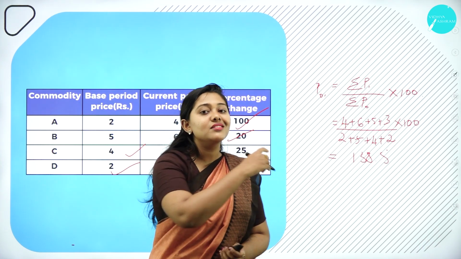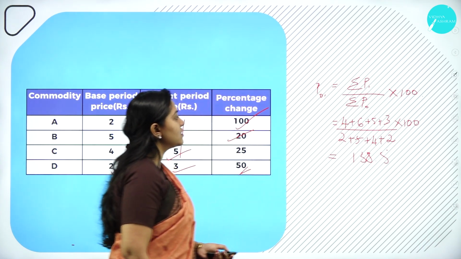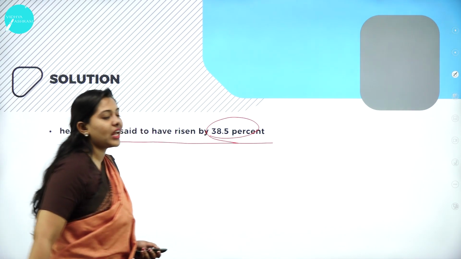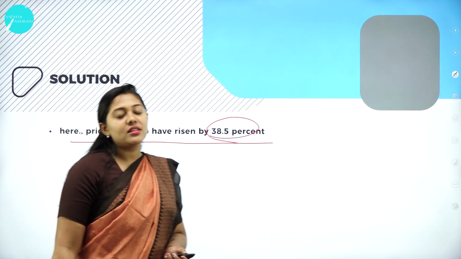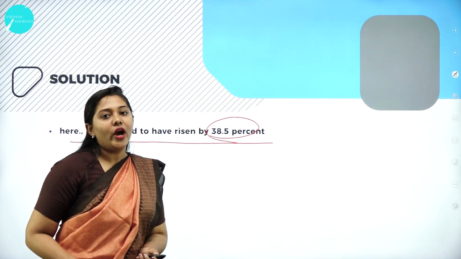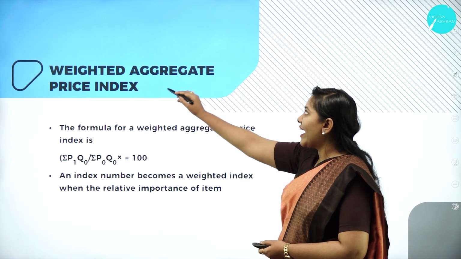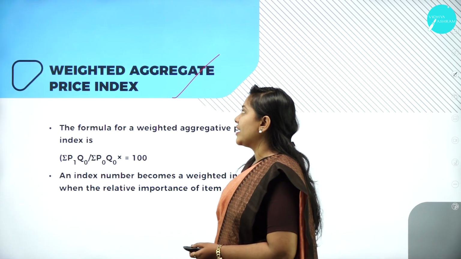the price in a single value. So what is the percentage that has been changed? Here the price is said to have risen by how many percent? 38.5%. Moving forward, we have weighted aggregate price index.